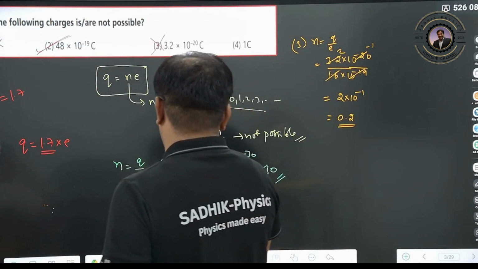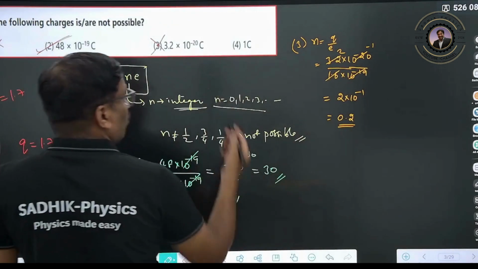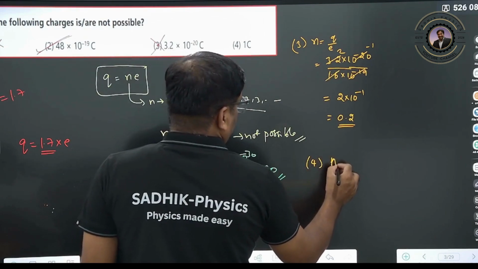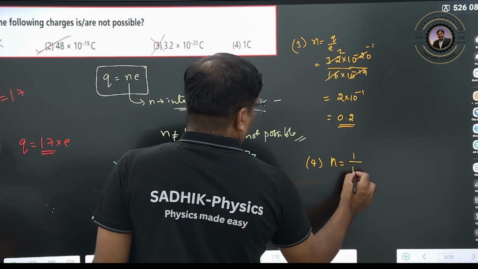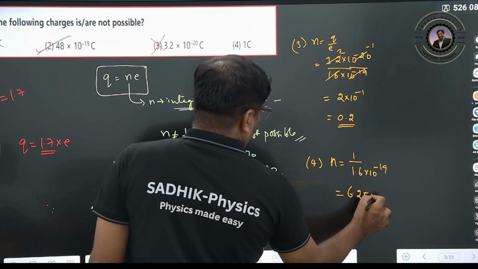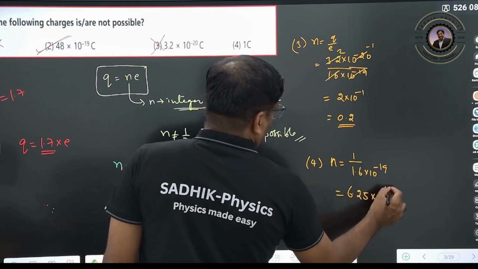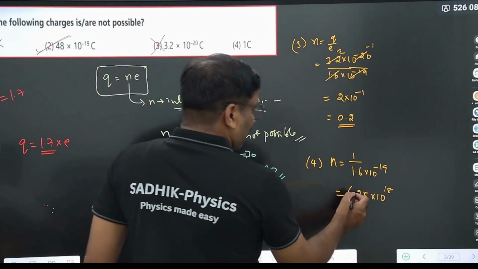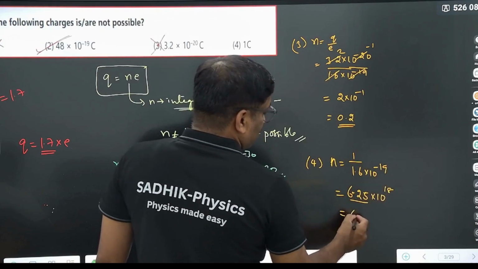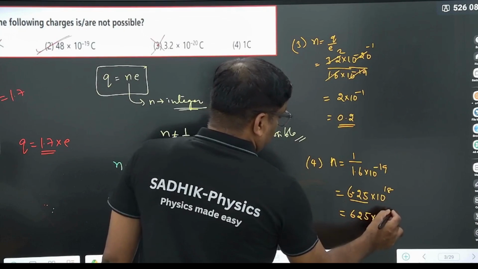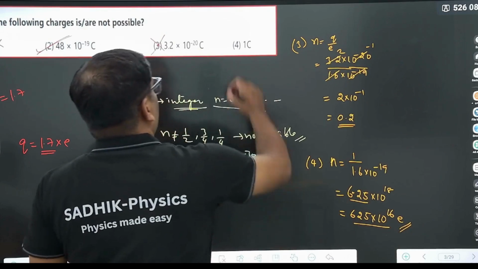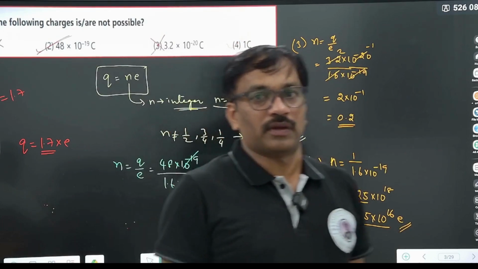Clear? So now here the fourth one: 1 coulomb of charge, therefore n is equal to 1 by 1.6 into 10 to the power of minus 19. So therefore 6.25 into 10 to the power of 18. Most of the students will think 6.25, but here it is 10 to the power of 18, which means 625 into 10 to the power of 16 electrons. So this is a perfect whole number. Therefore 1 coulomb of charge is possible like this.